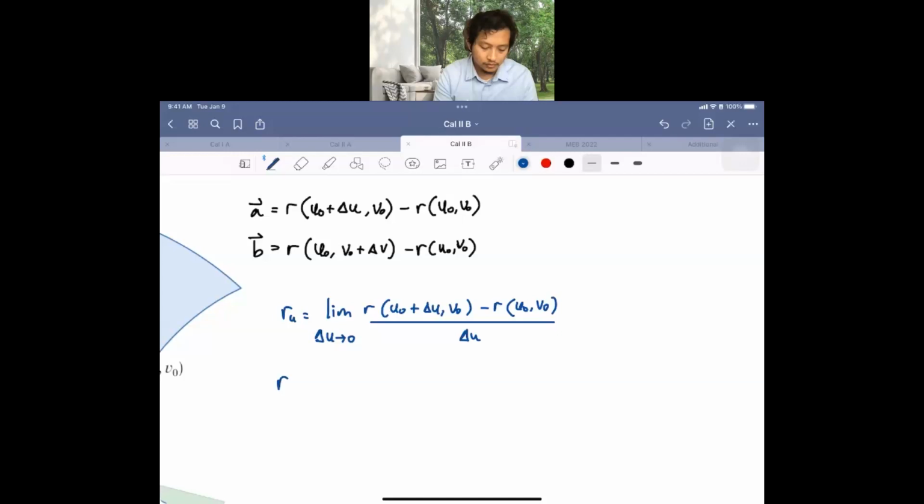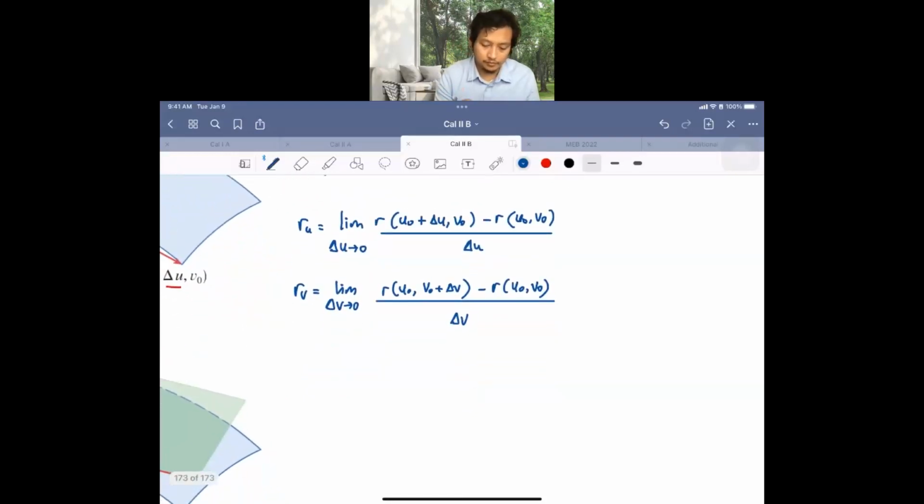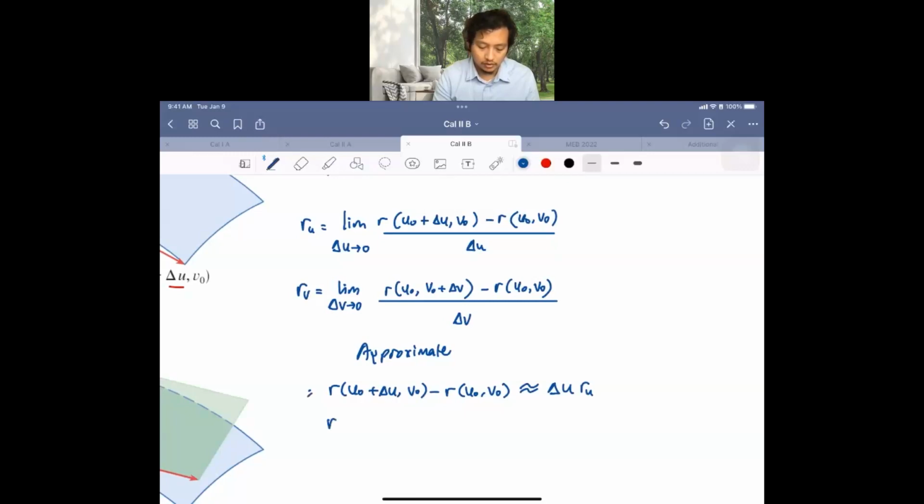And r phi, delta phi, and by these two limits we can approximate that R(u0 + delta u, phi0) minus R(u0, phi0) is approximately delta u R_u, and the second one, R(u0, phi0 + delta phi) minus R(u0, phi0), is approximately delta phi R_phi.